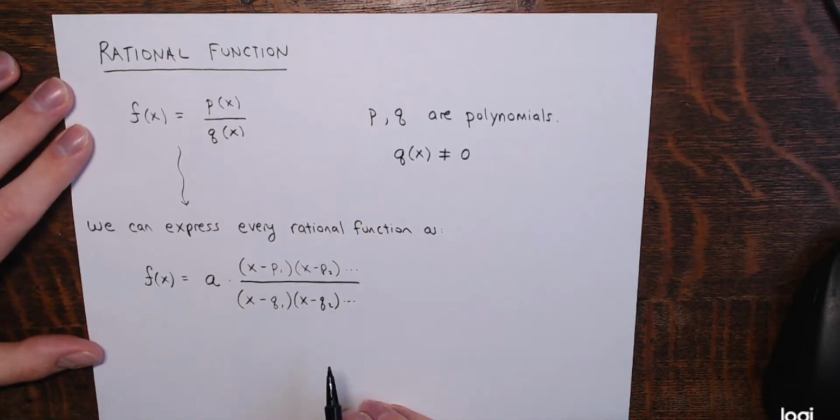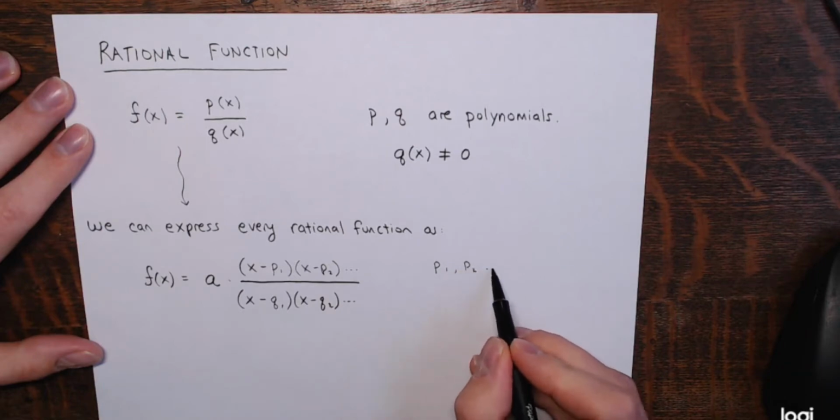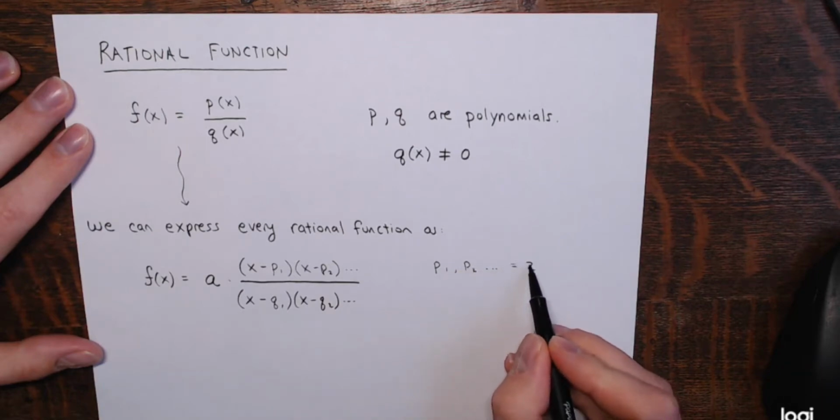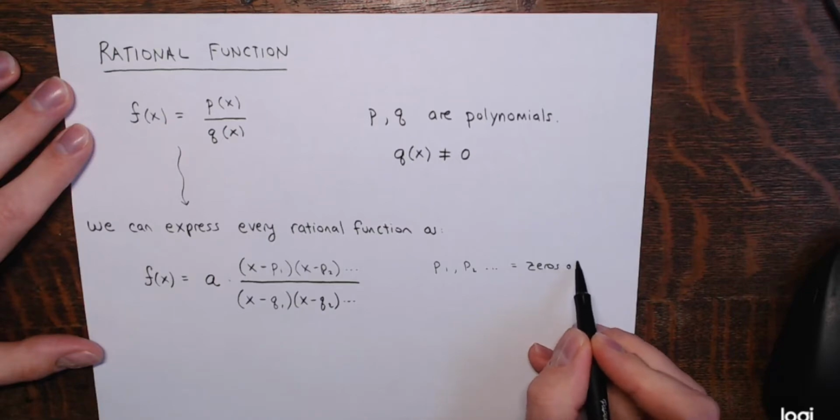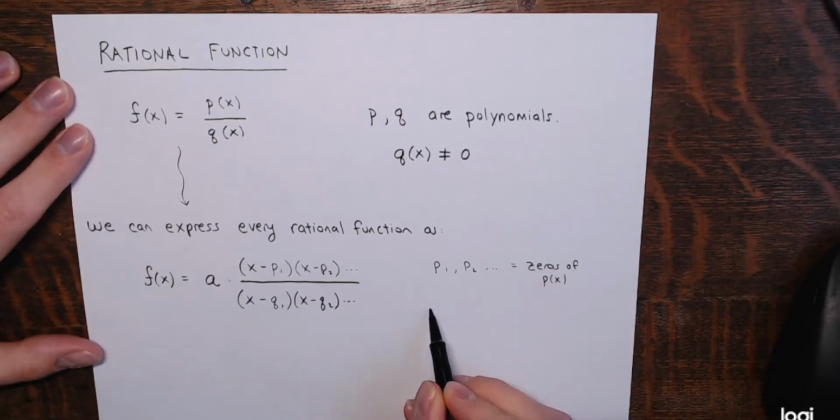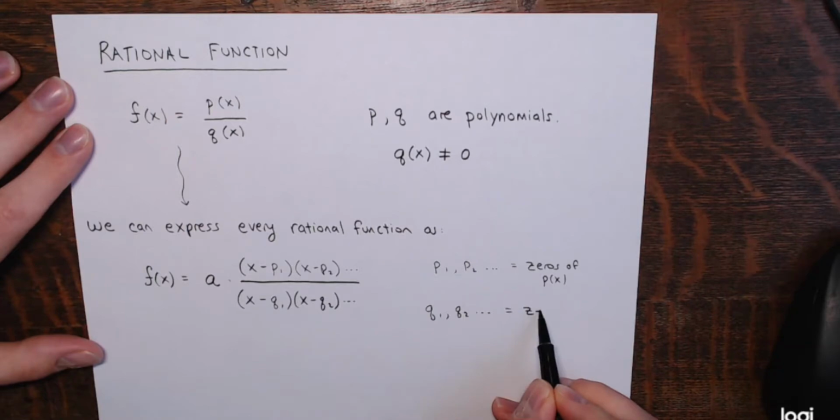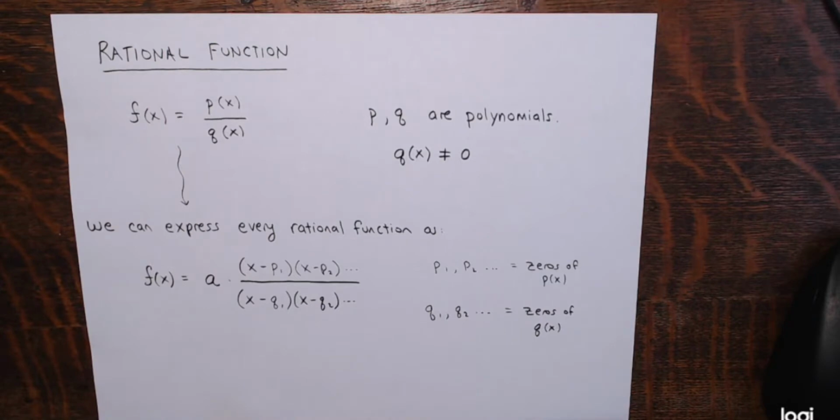So again, p1, p2, and so on. These are the zeros of the numerator polynomial, p of x. And q1, q2, and so on. These are the zeros of the denominator polynomial, q of x.